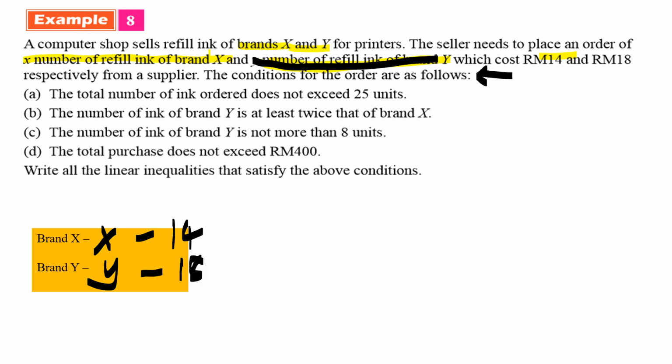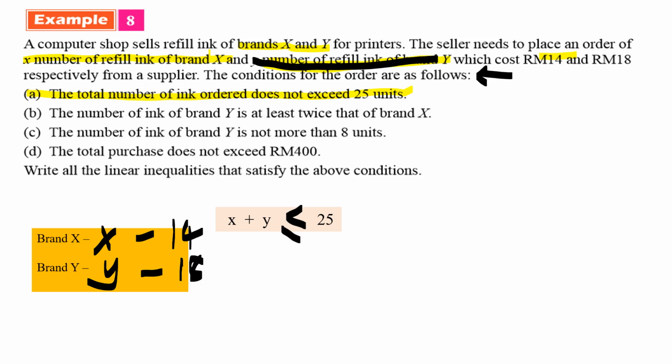The conditions for the following order are as follows. So for A, the total number of ink ordered does not exceed 25 units. So how do you write it? Okay, that means X plus Y cannot exceed 25. That means what is the symbol if cannot exceed? It must be less or equal.